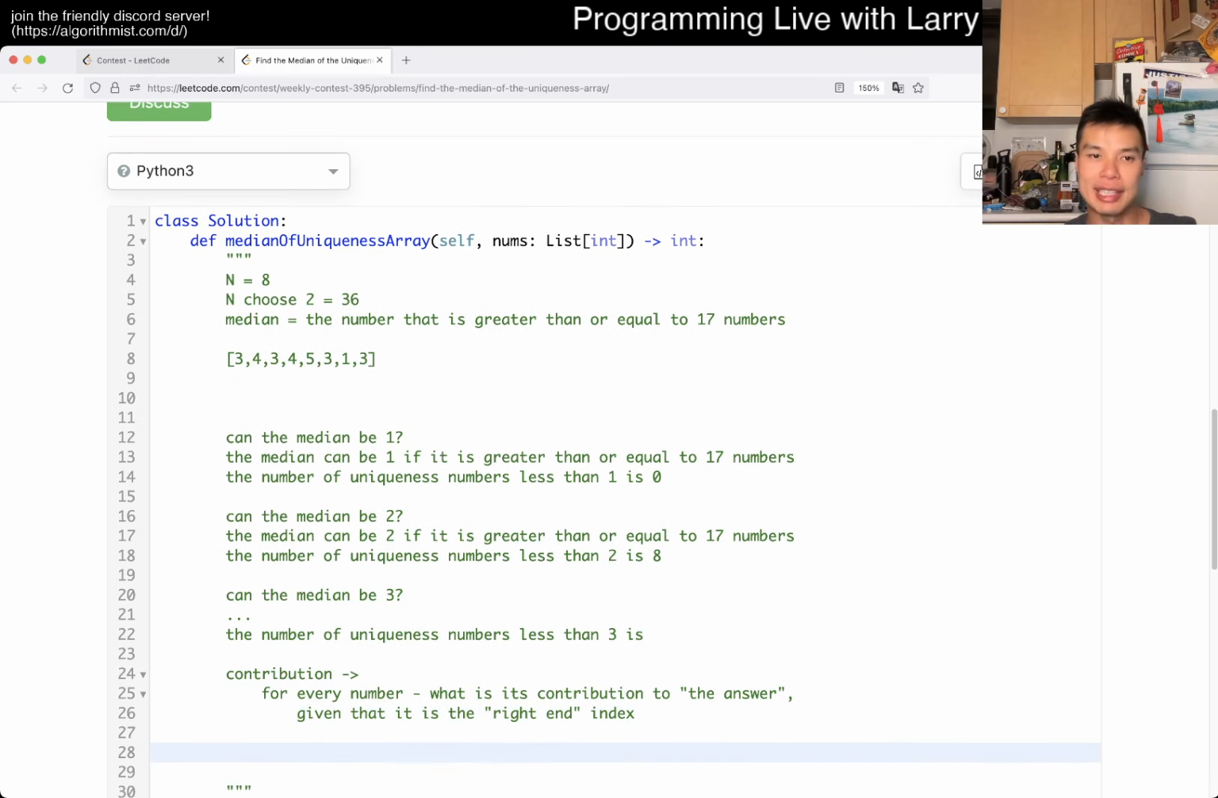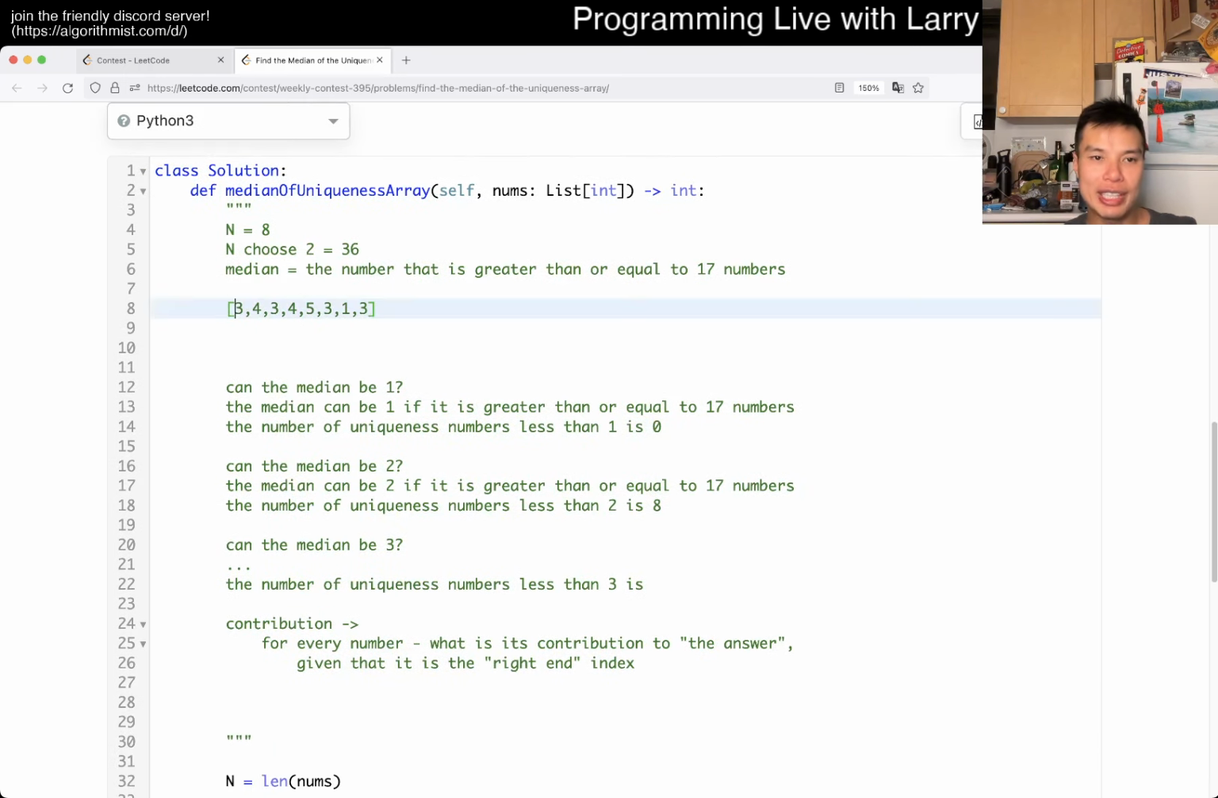So then here, let's count. Let's say this is 3. Well, this answer is 1 because there's only one array that you can create, right? What about 4? Well, with 4, we can actually create 2. We have 2 choices, right? Because with only 4, the uniqueness number is 1. If we have 3 and 4, then the unique numbers is 2.